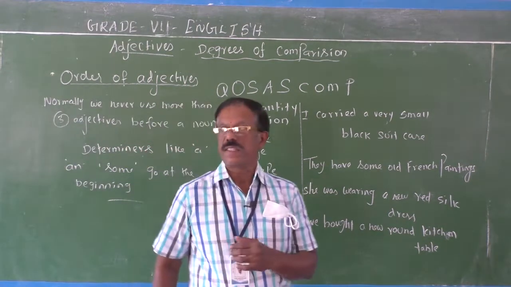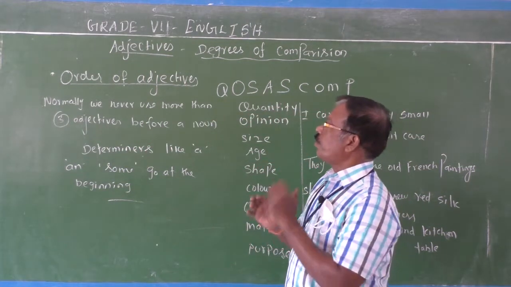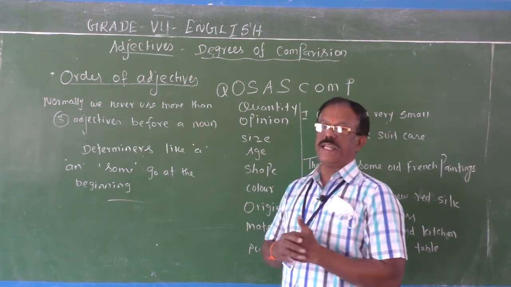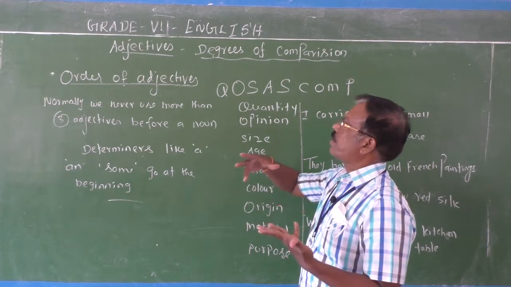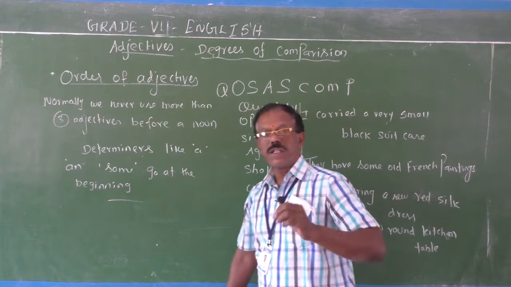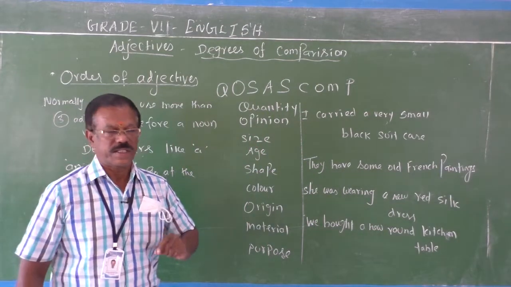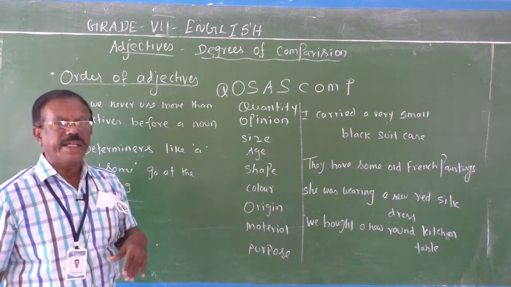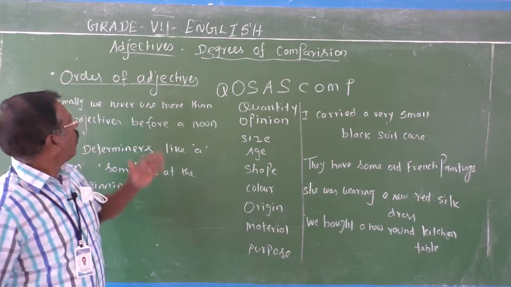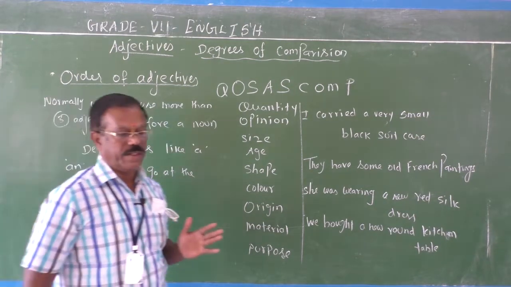In today's video class, you are going to learn two important concepts of adjectives. What are those two important concepts? First one, order of adjectives. Second one is degrees of comparison. What does order of adjectives mean?